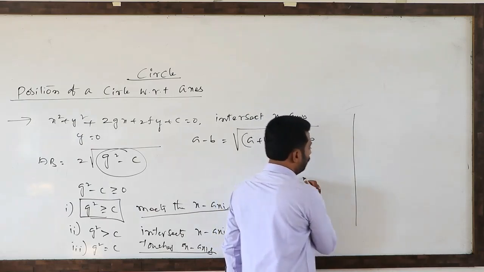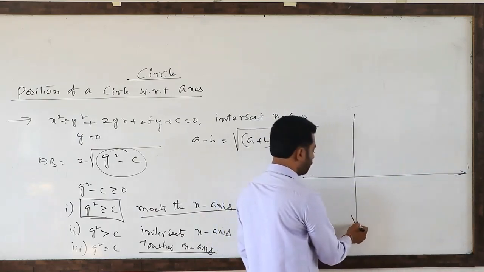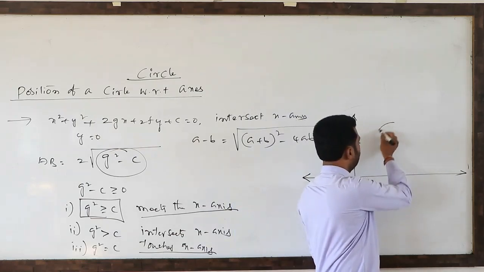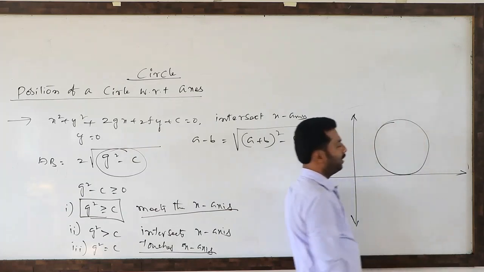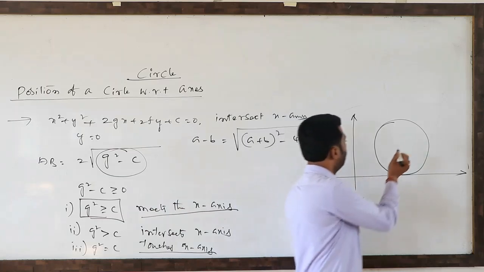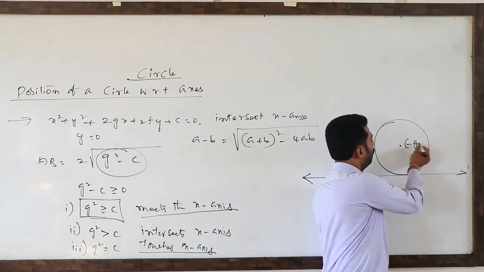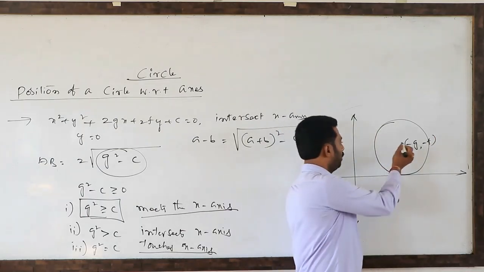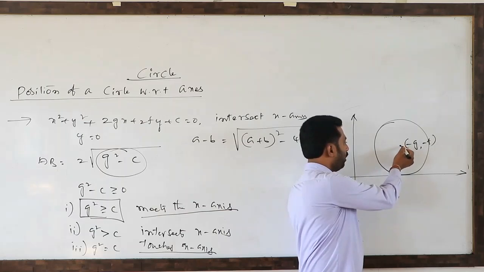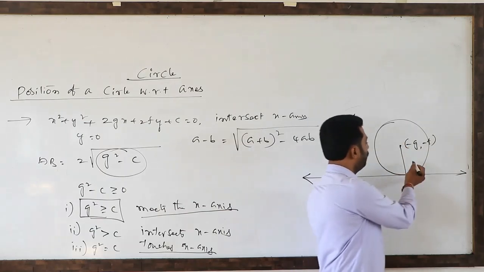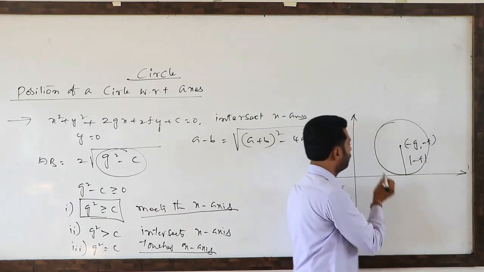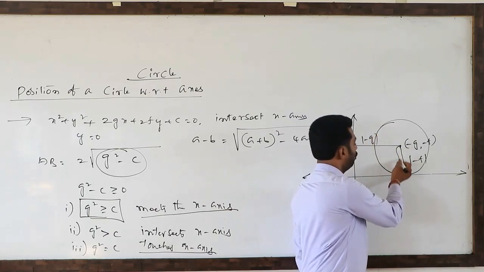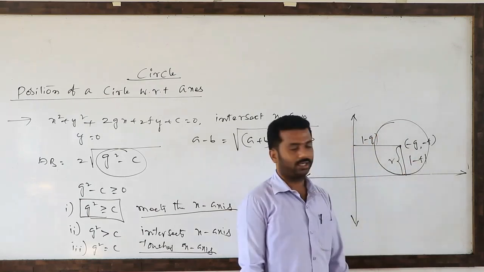See here, these are the coordinate axes. This is one circle that touches the x-axis. What is that circle? x² + y² + 2gx + 2fy + c. Very clear? So this is one perpendicular we are drawing. This length is clearly modulus of minus f. This length is modulus of minus g. So this length is also the radius of the circle.